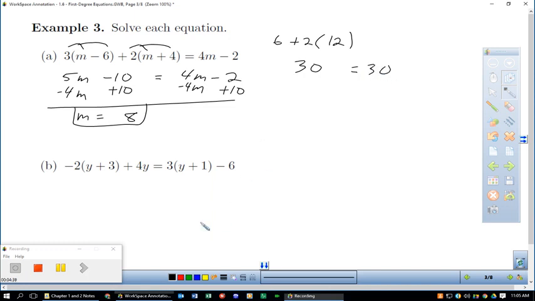Now let me see if I can show a little more work on part B. Distributing, we get -2y minus 6. Bring down the 4y. Over here we have 3y plus 3 minus 6. So combining like terms here, we get 2y minus 6, and that's 3y minus 3.